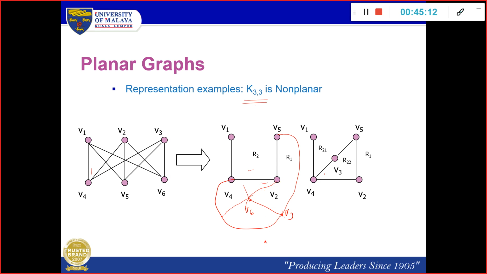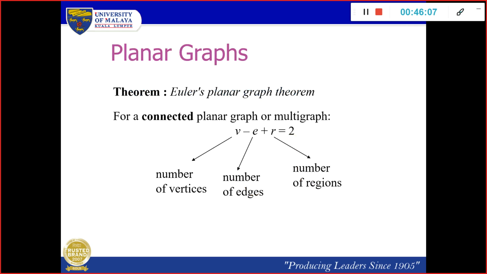So K33 is non-planar. Say you have V1, V2, V3, V4, V5, and V6 outside. V6 is connected to V3, so if you connect it to V3, you will overlap. Let's say you put V6 inside here. V6 is connected to V3, yes, and V6 is also connected to V2, where you will overlap here, and V6 is also connected to V1. If you want to connect V6 to V2, it will overlap here. So K33 is non-planar. So yeah, it's trial and error. Try not to make any edge intersect or overlap with another. That's a planar graph. There's also a theorem, Euler's planar graph theorem.